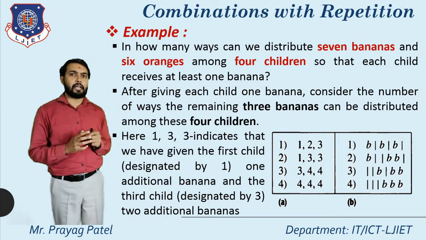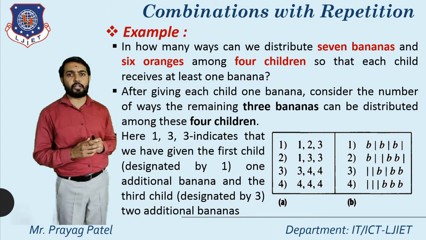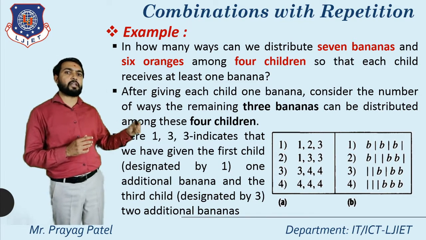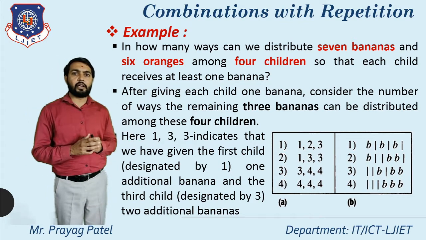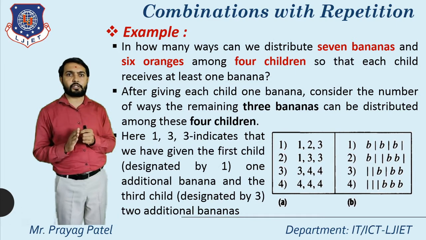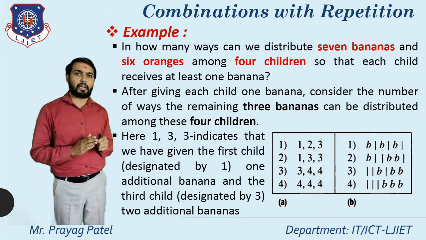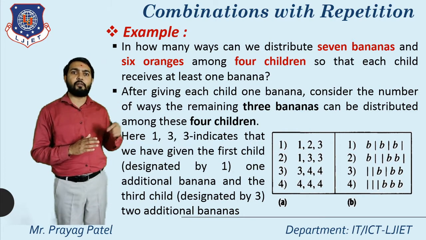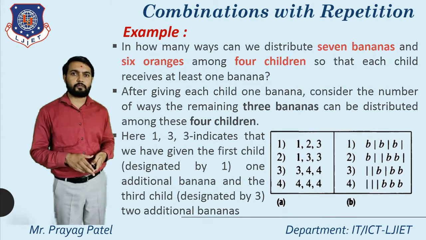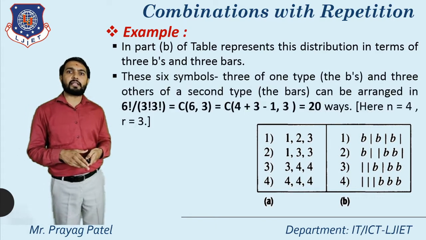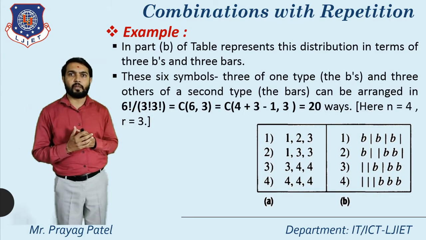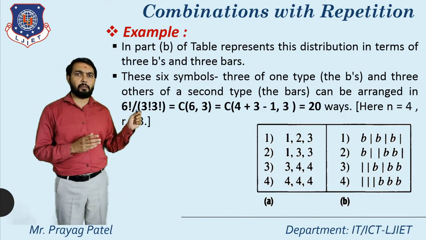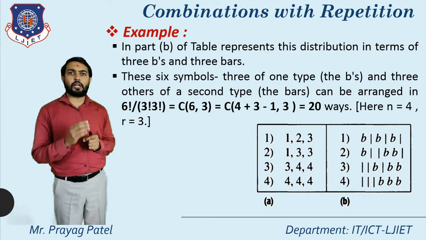Second possibility 1, 3, 3. That means 1 extra banana given to the first child and 2 extra bananas given to the third child. And this is also represented in figure B. In table B, the first B represents the banana for the first child, the second B represents the banana for the second child and the third B represents the banana for the third child. And then we also use the bar symbol for separating all these things. Now see here, how many ways are possible for this banana? Here 6 symbols are available in this table, 3 B and 3 bars. So total 6 symbols are available.